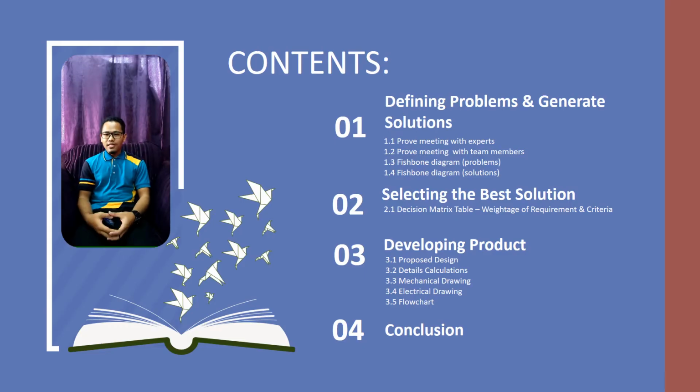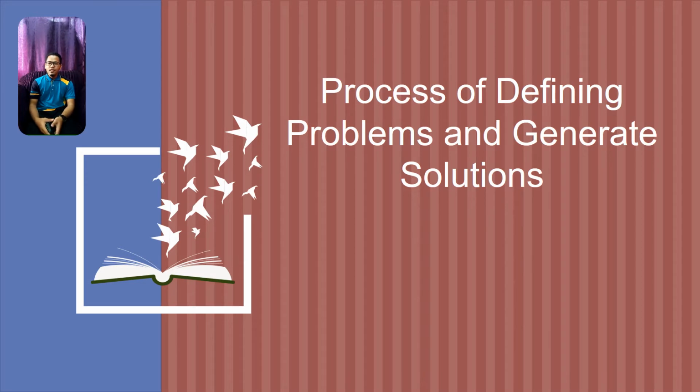Our content for this slide: the first one, defining problems and generating solutions. Second, selecting the best solution. Third, developing the product, and the last one is our conclusion. First of all, the process of defining problems and generating solutions.